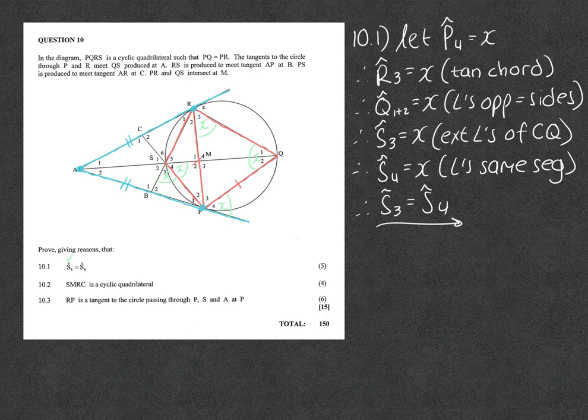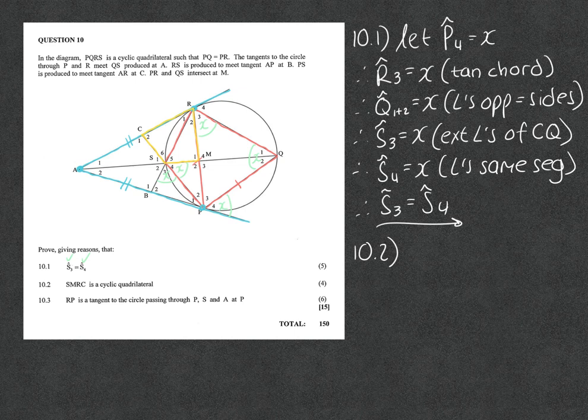Okay, fantastic. Then the next one, 10.2. Let's just also put a tick here because we managed to get that to equal x as well. 10.2, let's have a look. Prove that SMRC is a cyclic quadrilateral. Let's use yellow. SMRC, so that's here. Proving that it's a cyclic quad, there are three theorems that come into play: angles in same segment, exterior angles of a cyclic quad, and then opposite interior angles are supplementary.